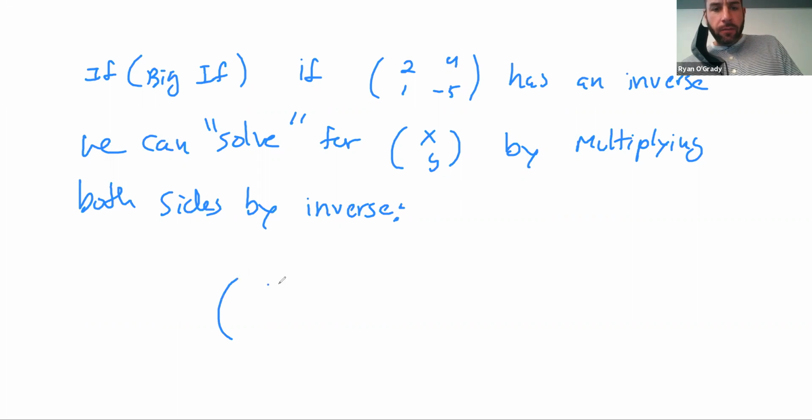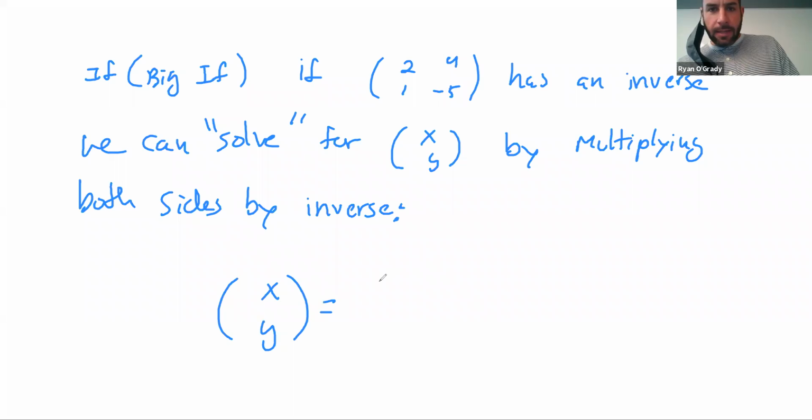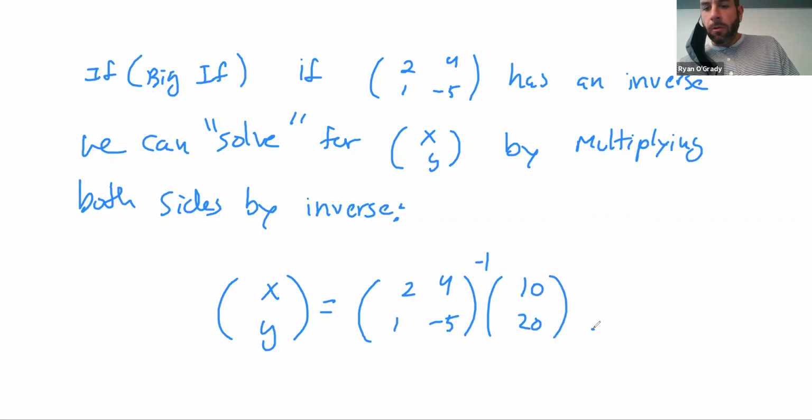So what I'm saying is if you multiply both sides by this, then the equation x y, where we multiply 2, 4, 1, -5, you can write this as the inverse of 2, 4, 1, -5 times 10, 20. And then since everything on the right-hand side is just numbers, you get what x and y would have to be. That's the idea. So knowing how to find an inverse of a matrix is a useful thing, if you can. Does anybody have a question about this, a comment?